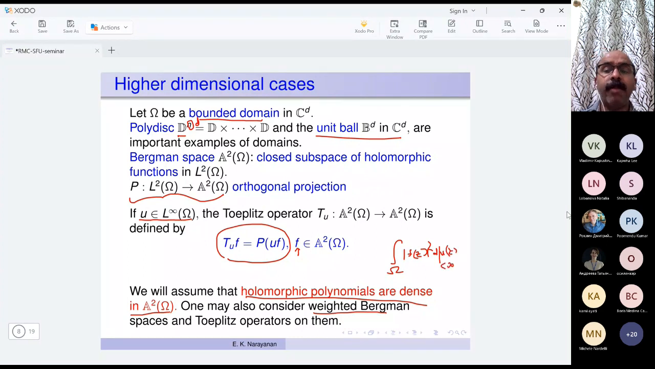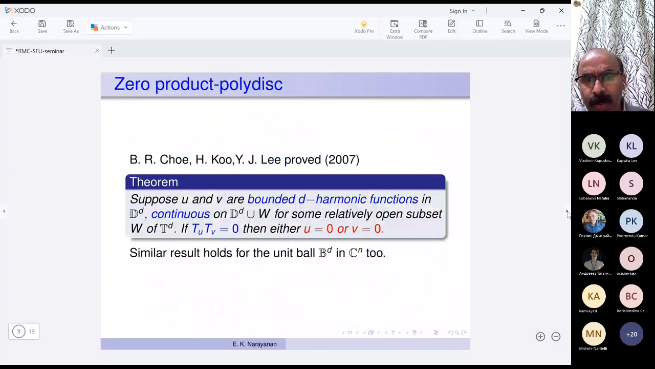So this can be called a weighted Bergman space. The measure can be absolutely continuous and so on. Okay, so let's get on to the results on higher dimensions, and then we will come to quotient domains. So first result again is a zero product theorem for the polydisk.